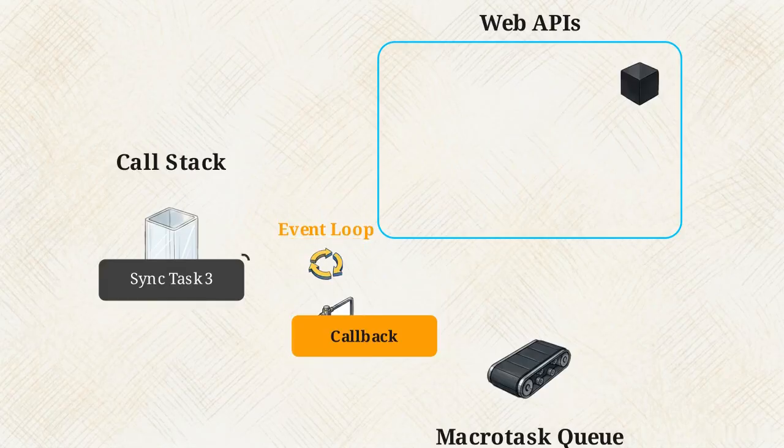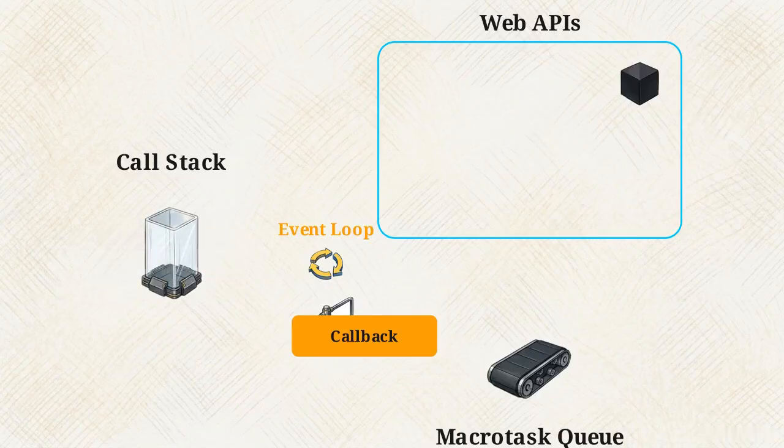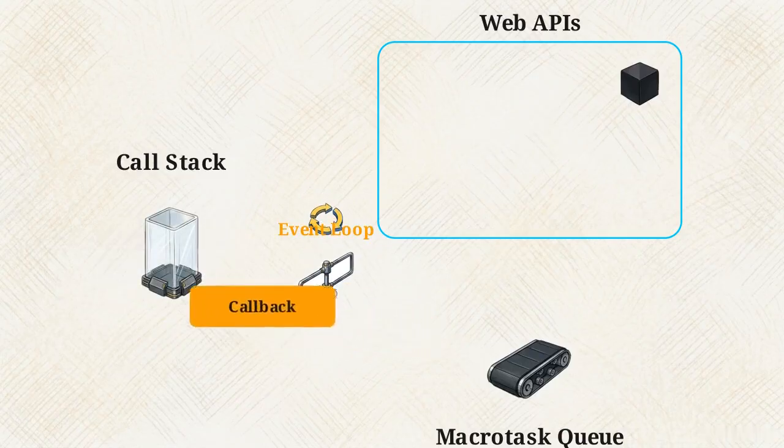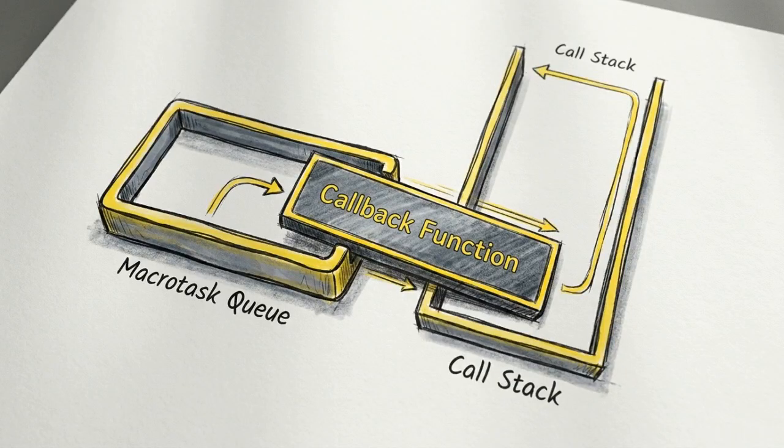This is where the event loop intervenes. It acts as a gatekeeper with one strict rule. It only moves items from the queue to the stack when the stack is completely empty. Callbacks are the runtime's native mechanism for taking work that was offloaded and returning it to the main thread safely, without causing an execution collision.